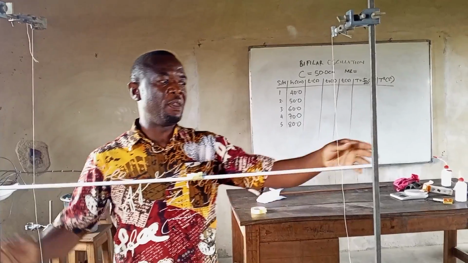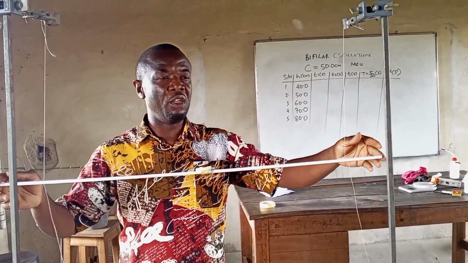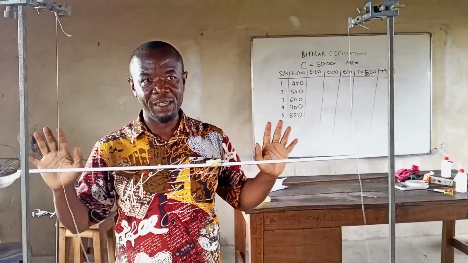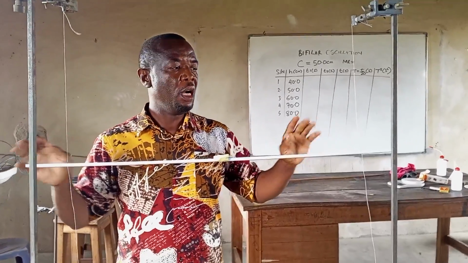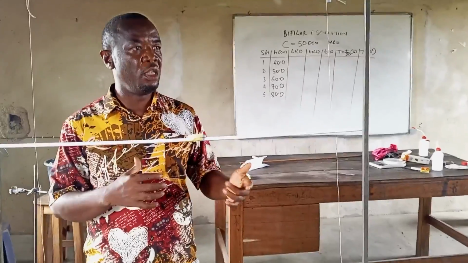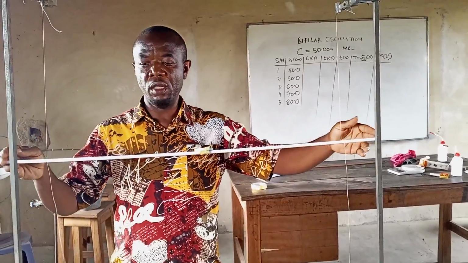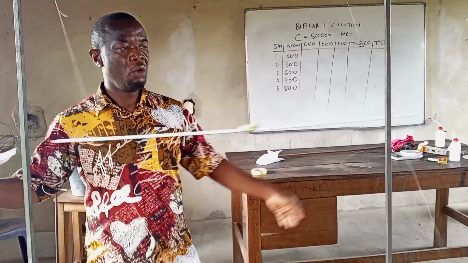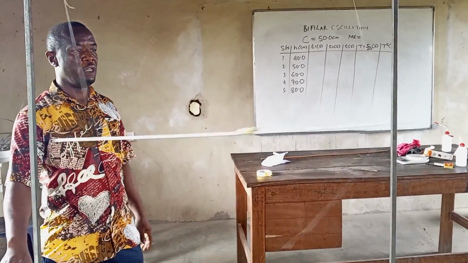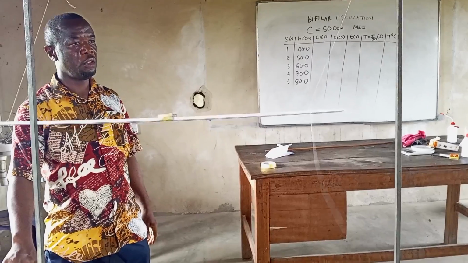So we're going to set this meter rule into oscillation. That is, you have to displace it slightly, and then allow it to undergo 20 oscillations. So let's do that. 1, 2, ready, go, on your stopwatch.